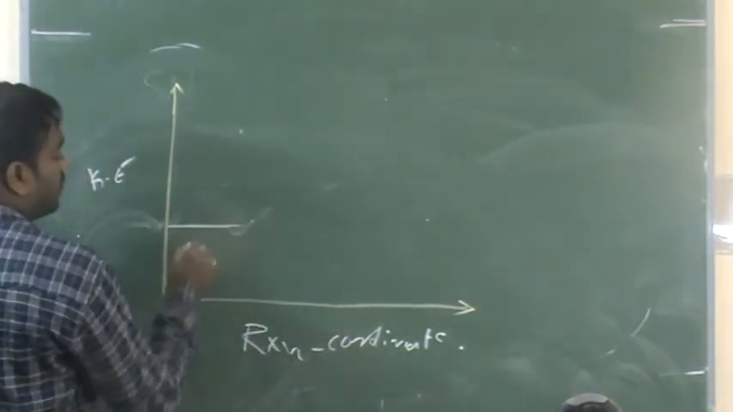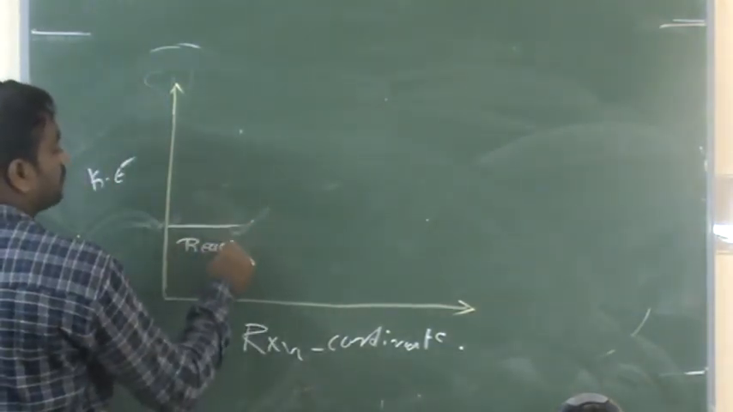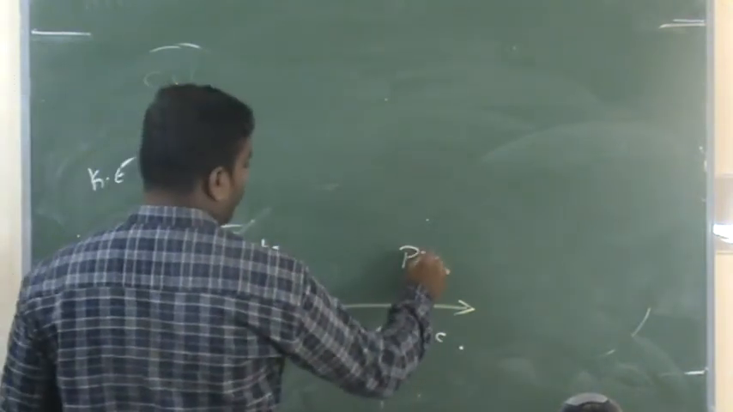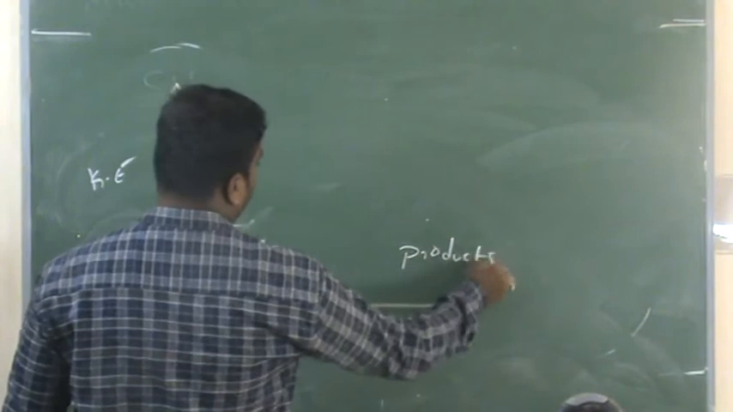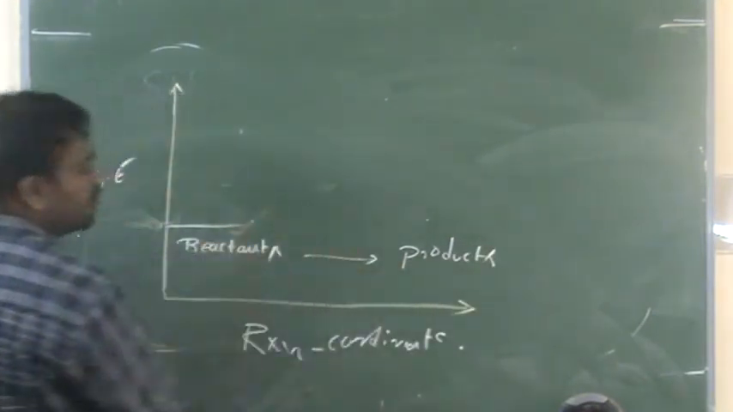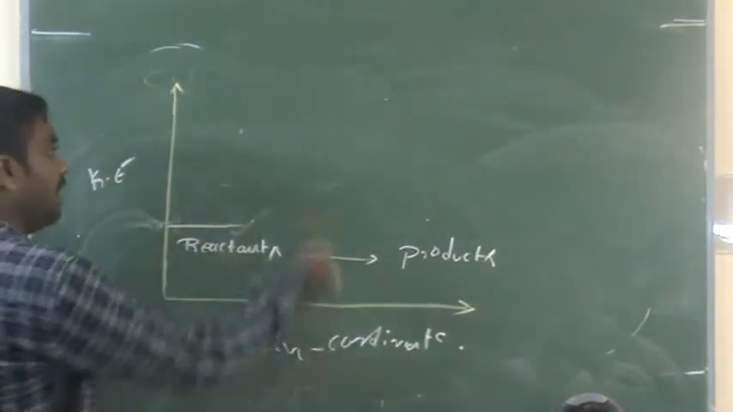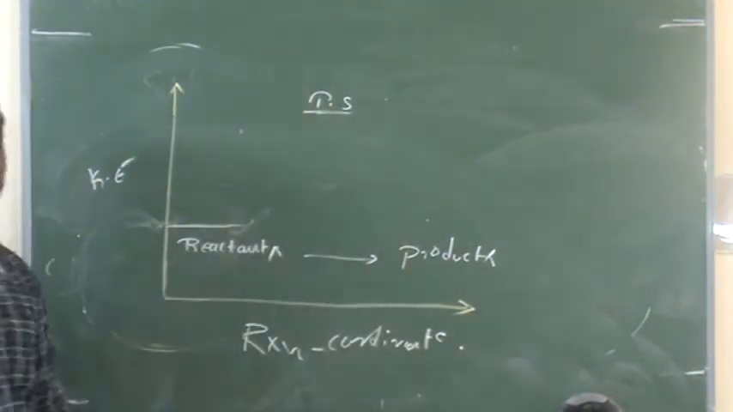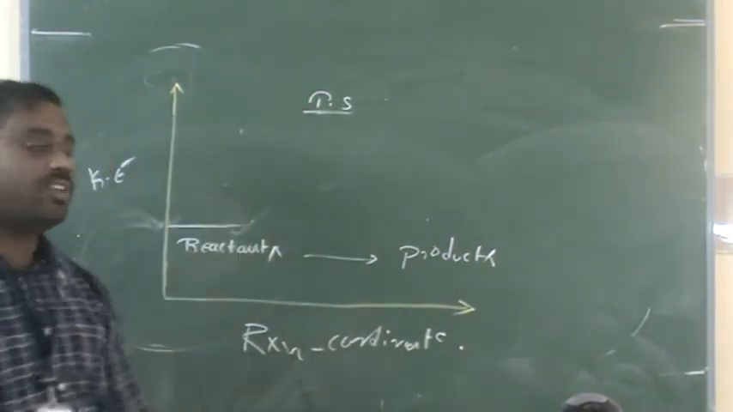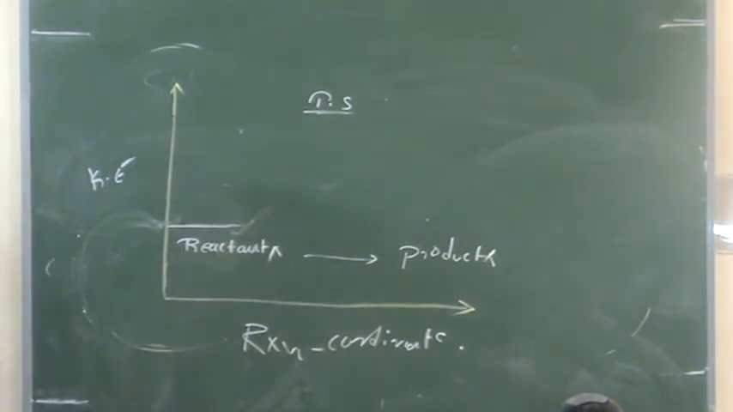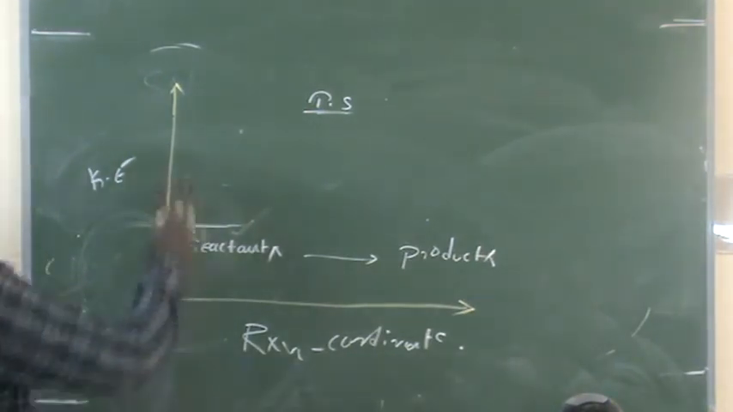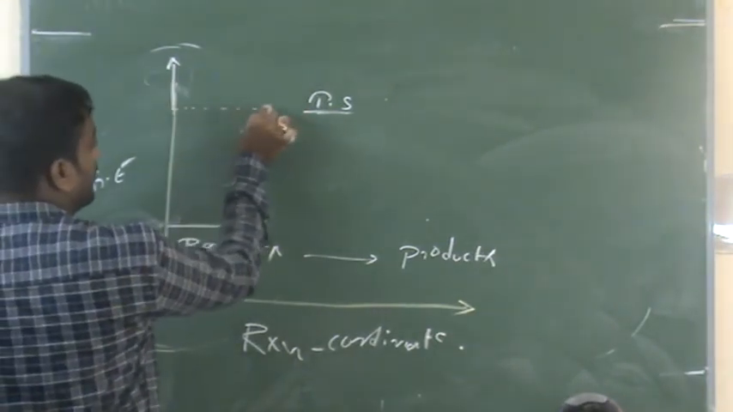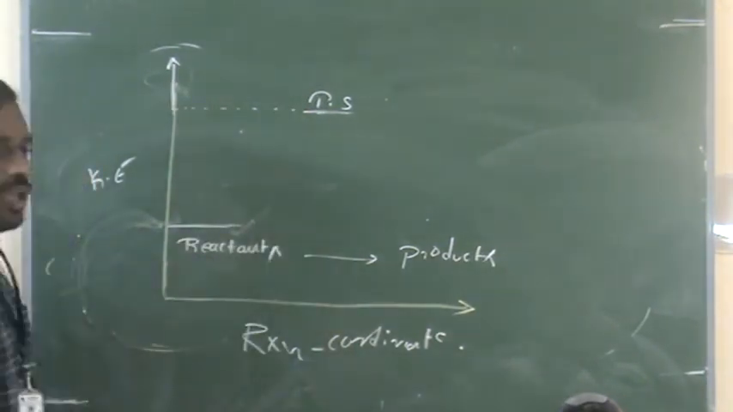What we have are reactants and products, isn't it? Reactants are converted into products, but in between there is a transition state. Keep in mind there is a transition state, not an intermediate. What is the meaning of transition state? It is very unstable, and if it is very unstable, then automatically it has very high energy. Keep in mind this transition state has high energy.